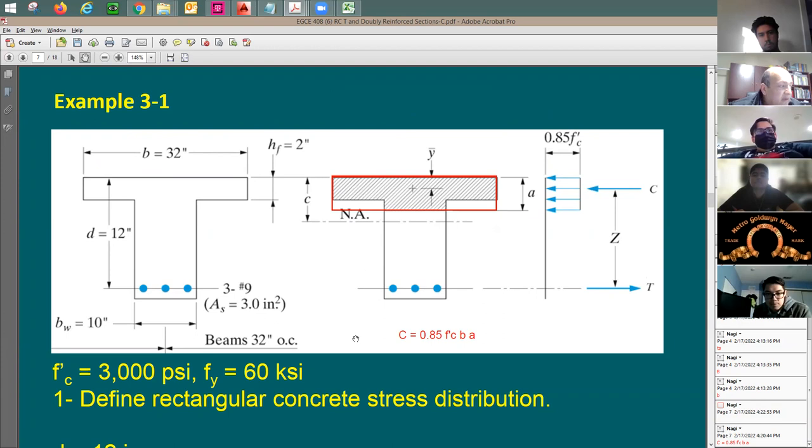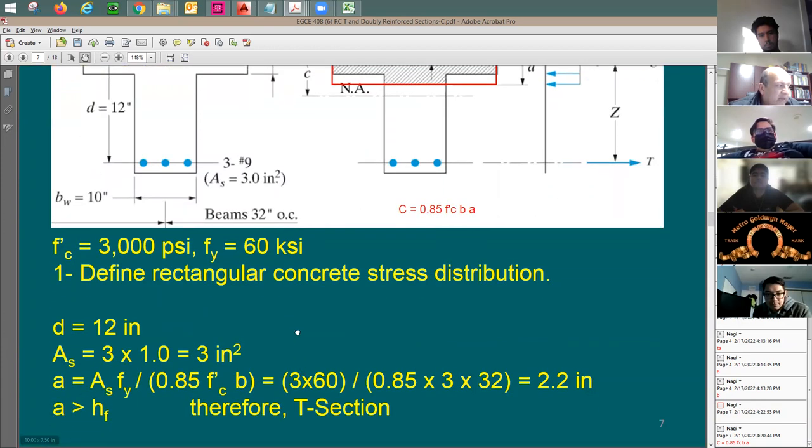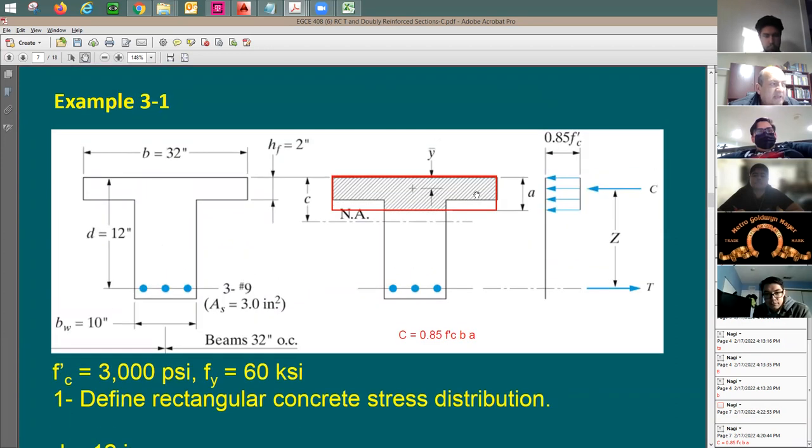So what should I have done in a case like this? Once I found out that A is going to be greater than HF, which means slab thickness, I'm going to say, you know what? My assumption at the beginning was wrong. I should have said here AC for the area of concrete. And AC is going to be equal to the slab thickness times this width plus this little piece of the web. So this AC is going to be the hatched area, and take this AC multiplied by 0.85 F prime C to give you the compression force.